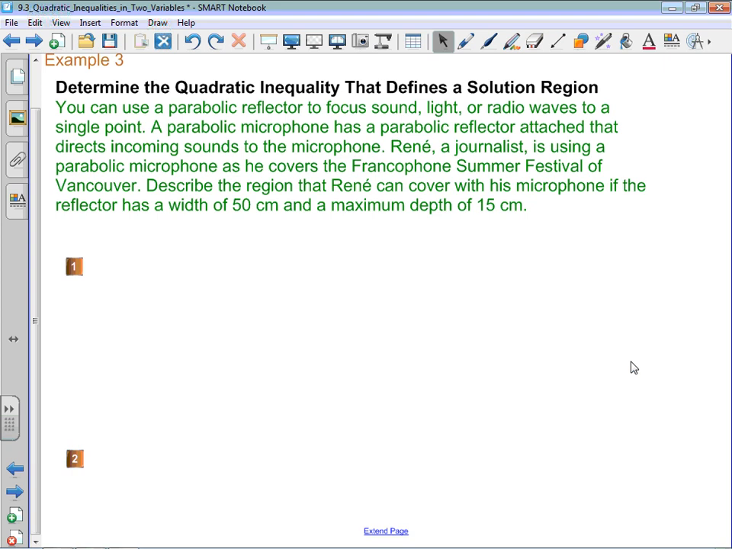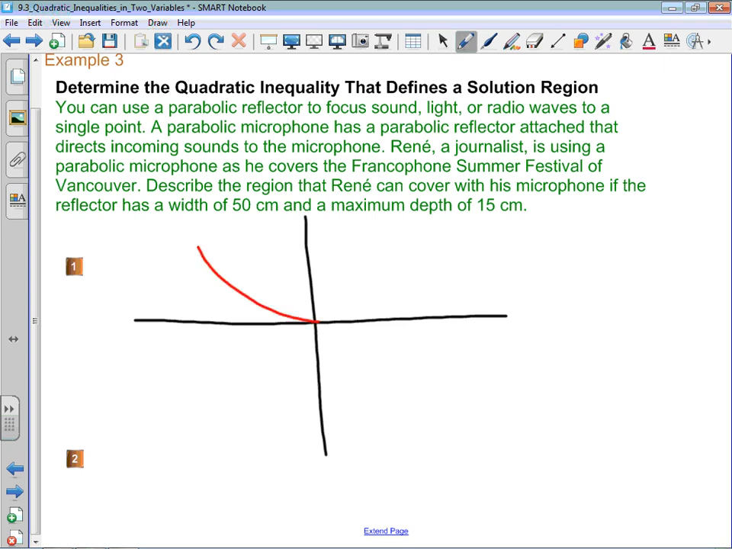The best way of doing this question is to start to model it graphically. And the way that we're going to do that is what I would argue is the easiest way possible, which is to put the lowest point, the vertex of this parabolic dish, at the origin. So I'm going to draw a parabola here and try to make it roughly symmetrical about the origin. And then basically what we're going to do is try to identify some points on it.